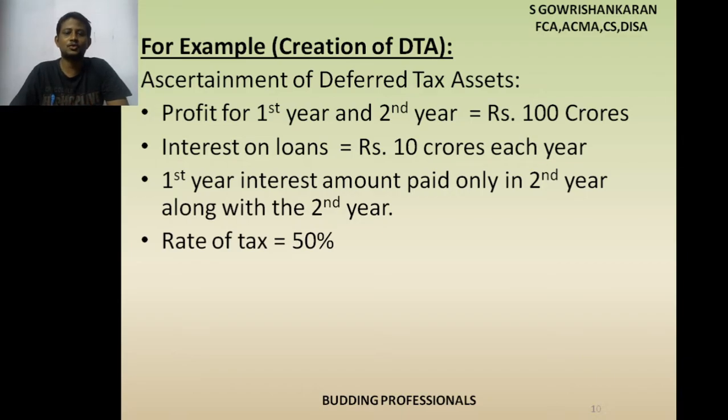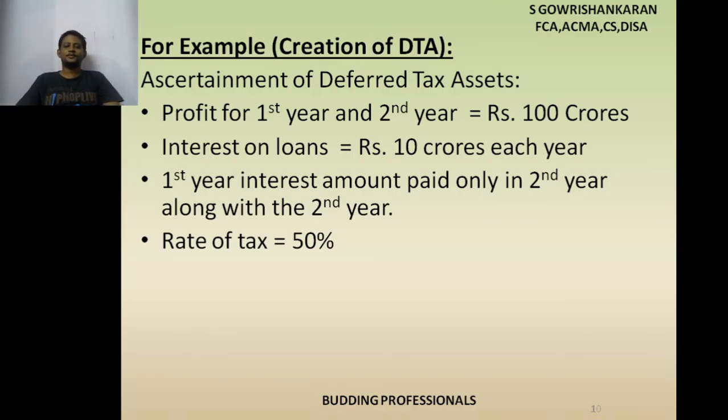So profit is 100 crore per annum, and interest is 10 crore per annum, for 2 years totally. And what is the question? First year interest amount is paid only in the second year, along with the second year. Rate of tax is 50%.